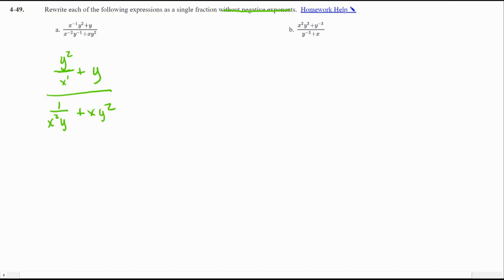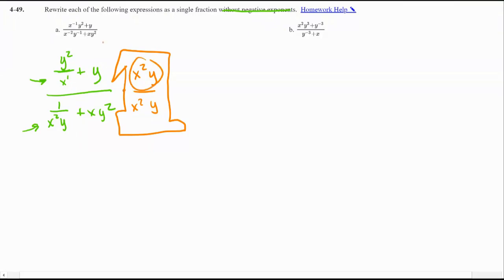The second piece, I need to multiply the top and the bottom by something to get rid of those little denominators, x squared and y. So I'm going to go ahead and multiply by x squared y because that will end up getting rid of both. And anytime I do it to the top, I have to do it to the bottom with my giant ugly one there. And I have to do that to each of these terms here.